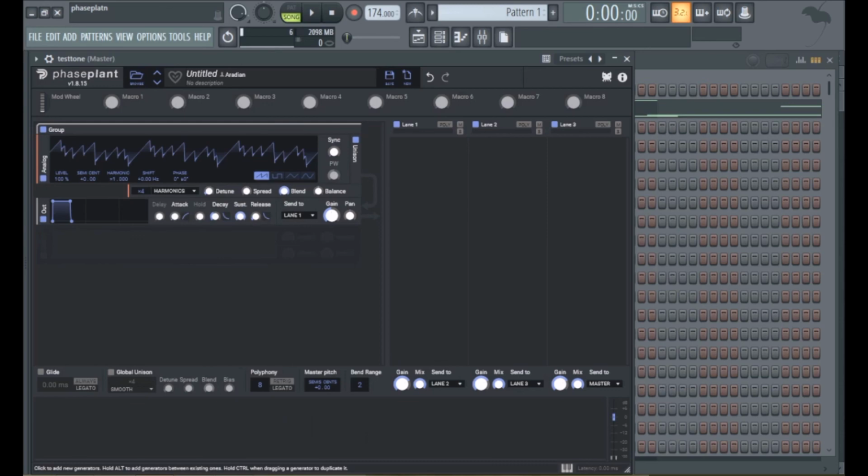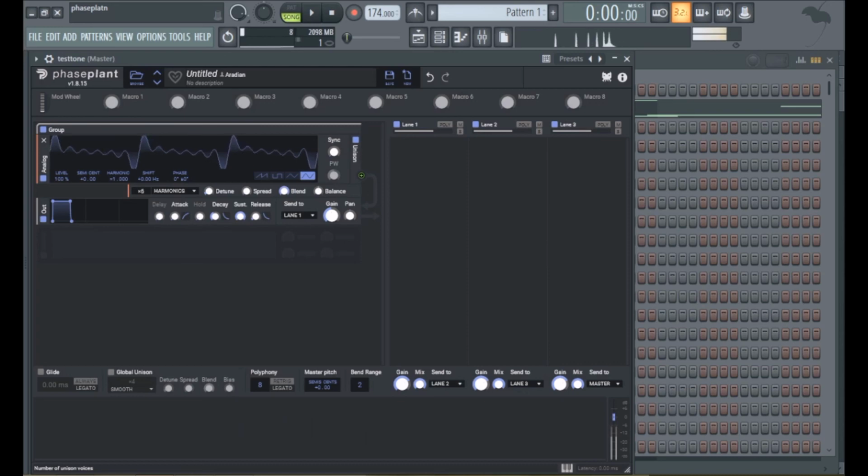Harmonics is based on the harmonic series, so if I just set it to sine wave and 1 voice and play it, we have our root, octave, fifth, another root, major third, perfect fifth, minor 7, and another root. Obviously the harmonic series keeps going beyond that.